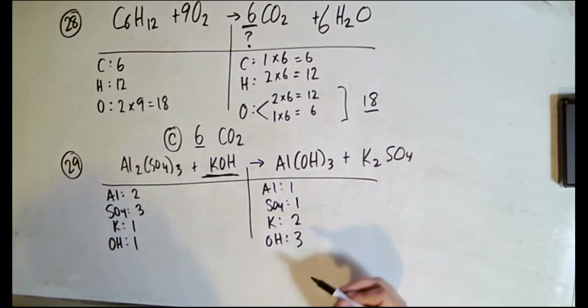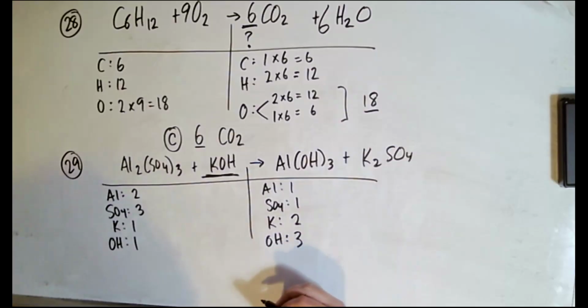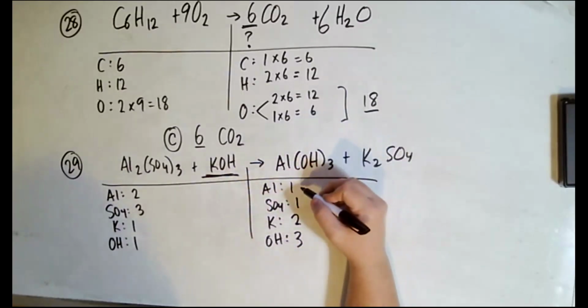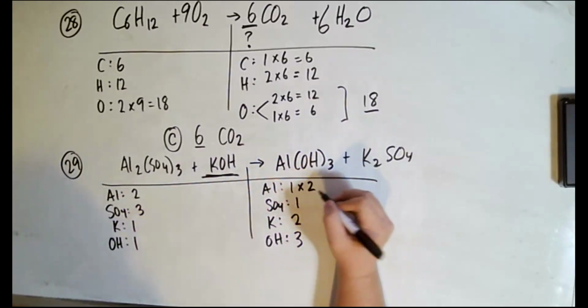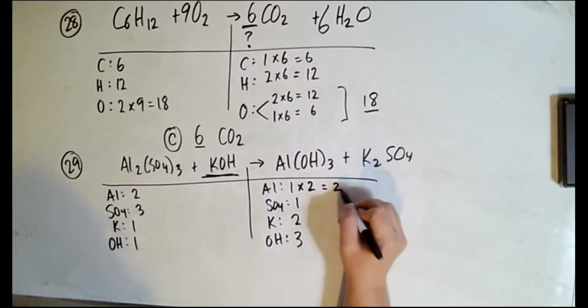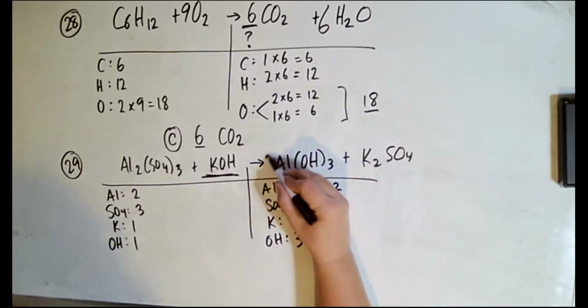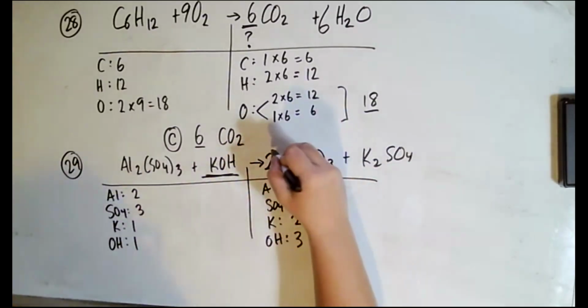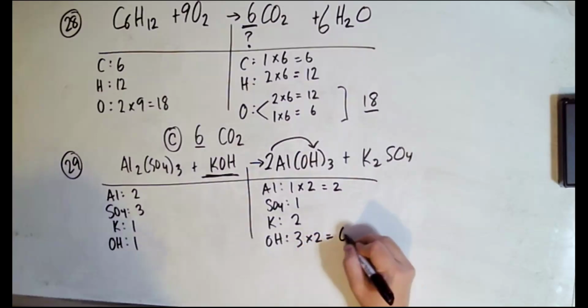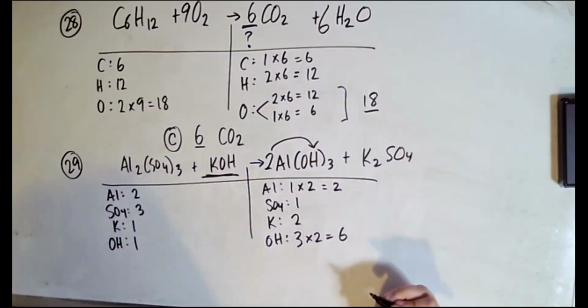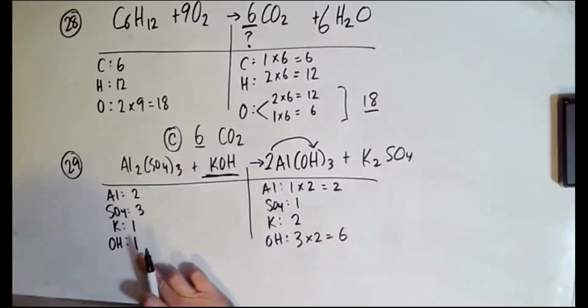Okay, everything is a compound in this case, so it is perfectly fine to start out anywhere you want, really. So I'm just going to start out by taking my aluminum and multiplying it. We've got 2 here, so I'll just multiply my aluminum compound on the product side by 2 to make those the same. So I'm going to take that 2 and put it in front of my AlOH3, which means I'm also going to be multiplying my hydroxide number by 2 as well. I've got 1 hydroxide here.